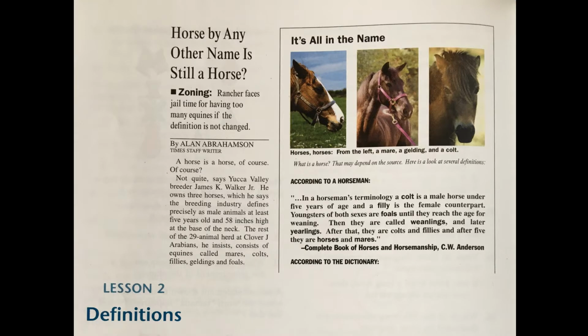Lesson 2 starts us off with a rancher who got himself into a little bit of trouble over an argument about the actual definition of a horse. You can read about that on your own, but it's a pretty interesting story. I would encourage you to take a look at it closer on your own time. The idea behind this is that we have to be very careful and clear in our definitions, and this especially applies to math for our purposes.